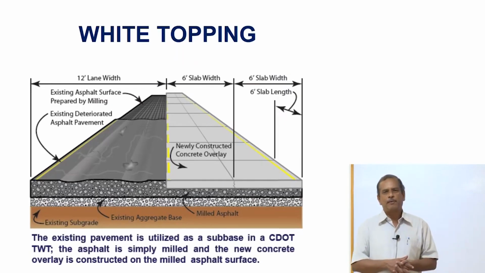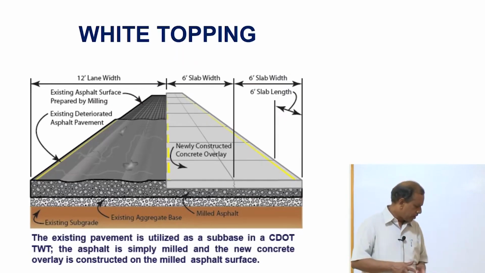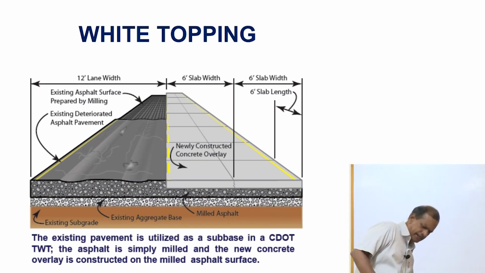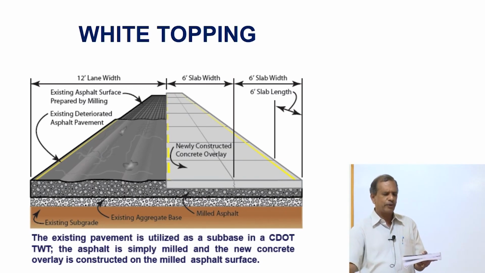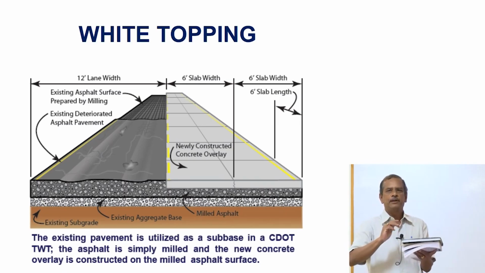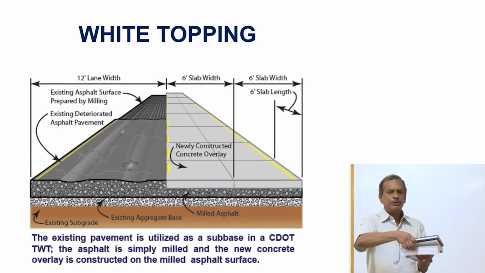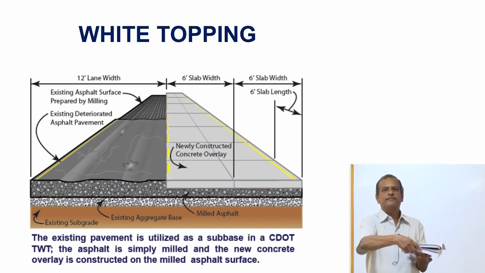One way of solving this problem is having a whitetopping. On a given bituminous pavement, which I was talking about earlier, on this bituminous pavement which has deteriorated, I can provide a concrete overlay on the top. So the majority of the problem of water-induced damage can be reduced. I can also mill this layer, reduce the thickness, and put a concrete layer on this.